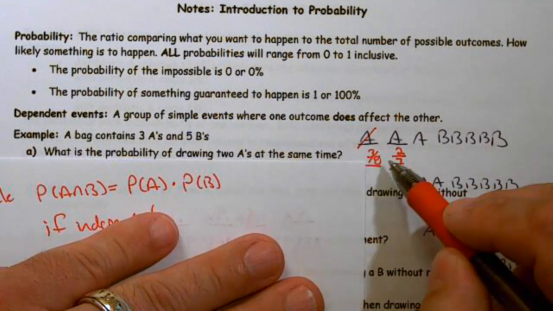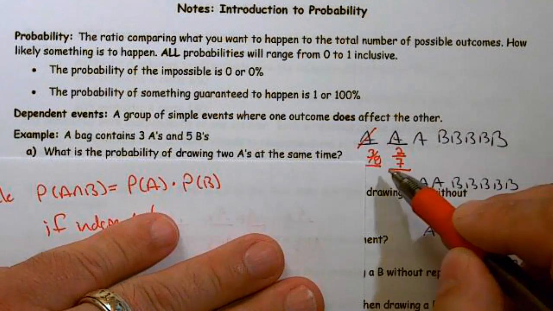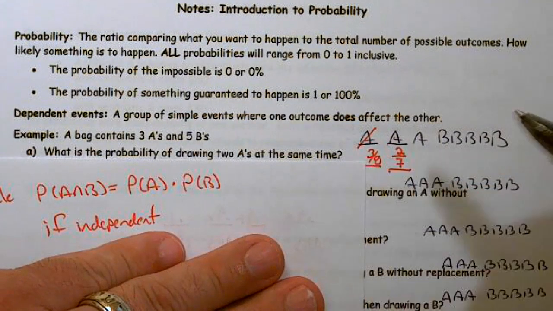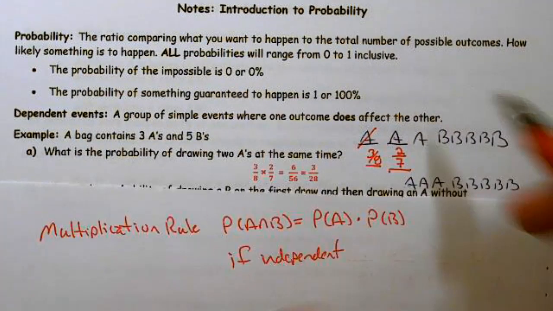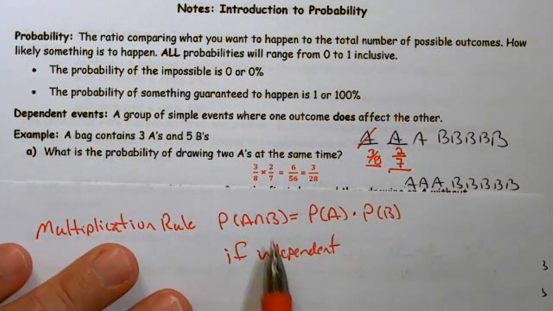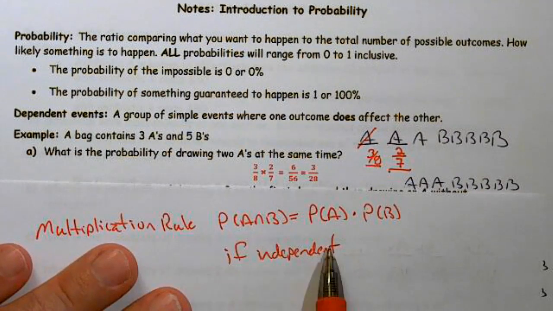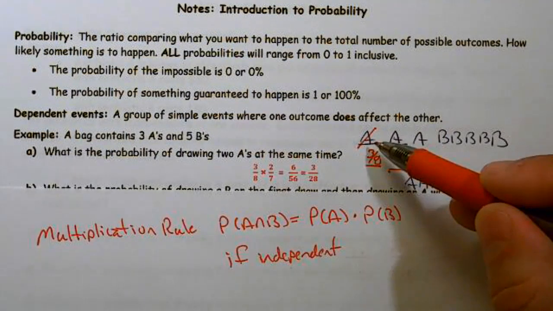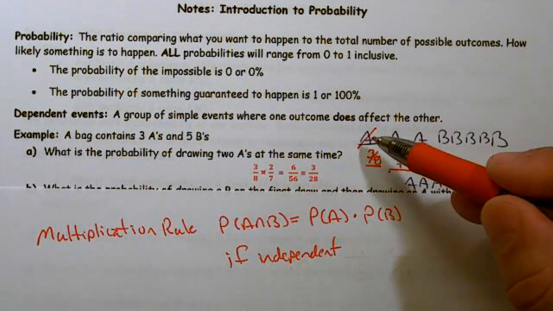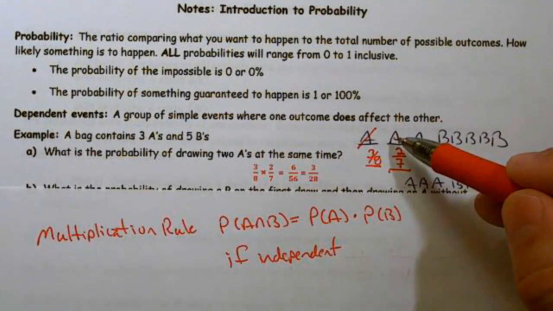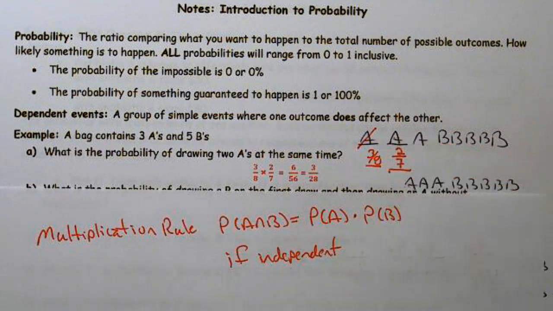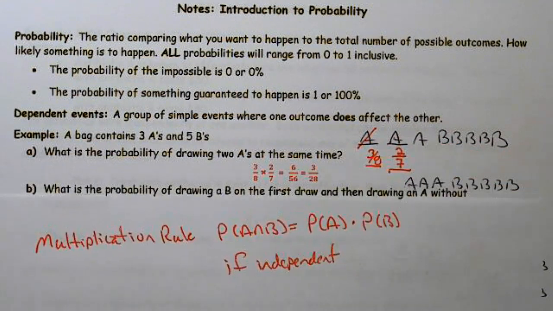Although it was dependent, this changed the probability, but because we have now changed the probability, we can multiply them. Because remember, we can only use this multiplication rule, probability of A and B equals the probability of A times the probability of B, if the events are independent. Since we drew the first one, it's definitely independent, not impacted. The second one was impacted, but we made the adjustment to the probability. And since we made the adjustment, we can go ahead and multiply it.